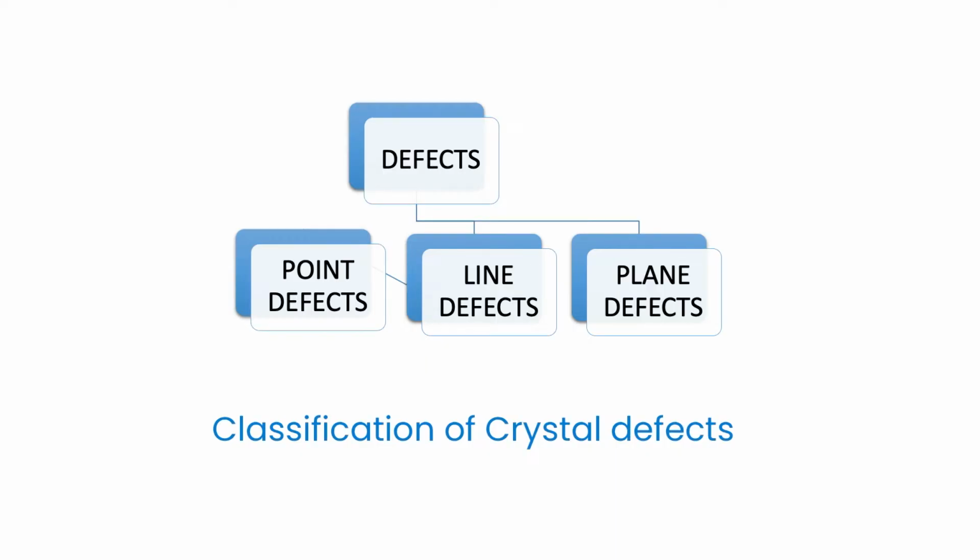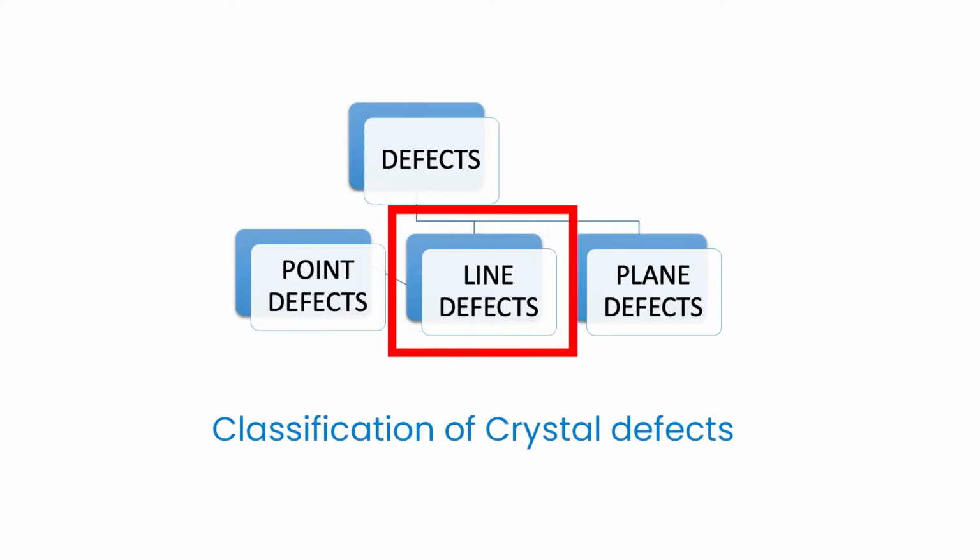Crystal defects are broadly classified into three types, namely point defects, line defects and plane defects. First, point defects. They are the irregularities or deviation from the ideal arrangement around a point or an atom in a crystal, whereas line defects are the irregularities or deviation from ideal arrangement in an entire row of lattice points.